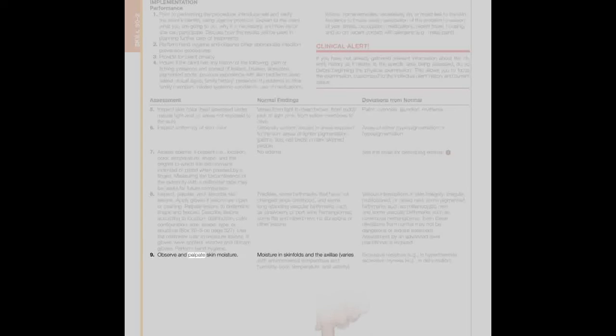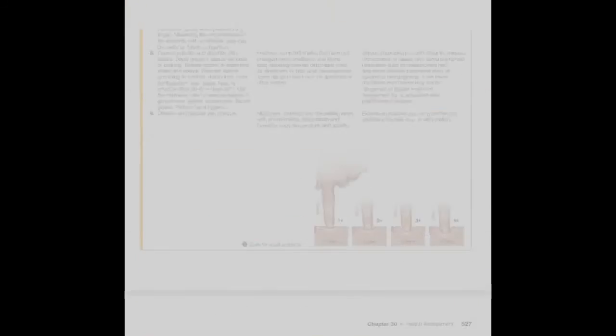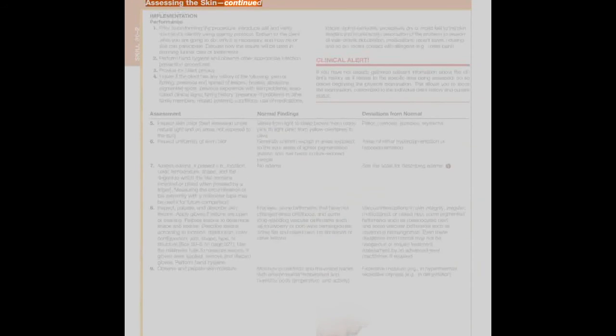9. Observe and palpate skin moisture. Moisture in skin folds and the axillae varies with environmental temperature and humidity, body temperature, and activity. Deviations: excessive moisture, for example, in hyperthermia, excessive dryness, for example, in dehydration. Scale for grading edema.